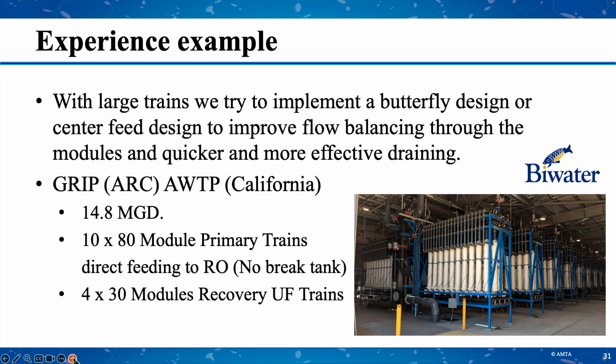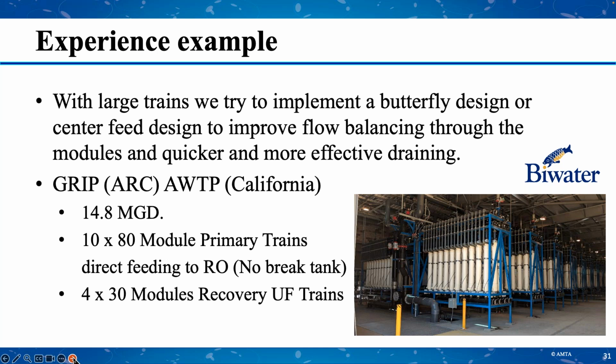On an experience that we had prior to this new development, we did incorporate the butterfly center feed design. So instead of having those long module racks, we've split it in half and had them on either side. You can see there in the photo. This is a project in California for close to 15 million gallons per day. We've got 10 trains of 80 modules, 40 modules each side, and we've got all the feed piping in the middle, coming from underneath and on top.